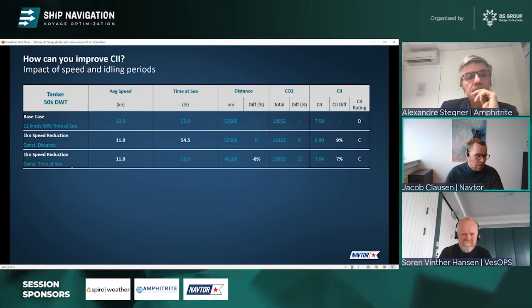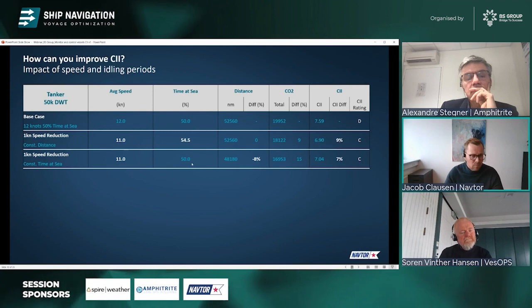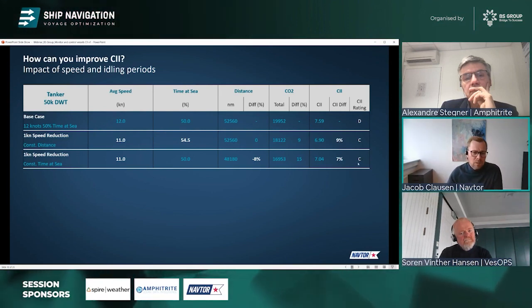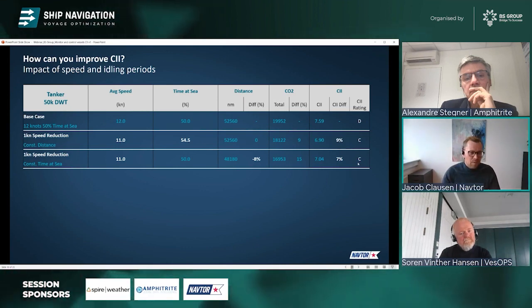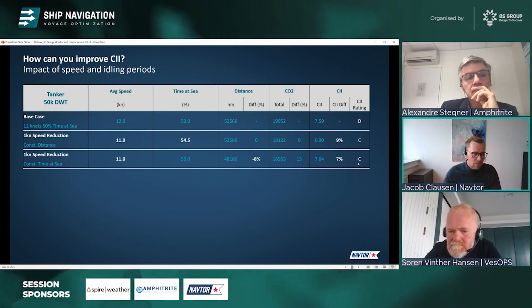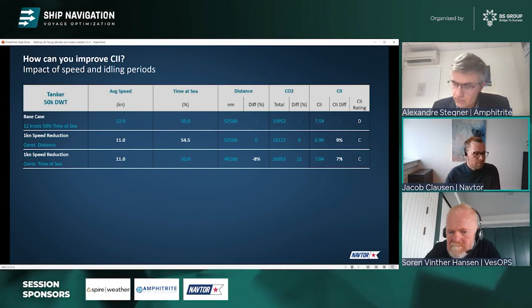Of course, we can also look at a constant time at sea. So say, accepting that we cannot change the operating profile, doing less speed would mean that we do less distance, so we would do less transport work. In this case, we see a 7% reduction on CII, and we would still be within the C rating. And of course, there are borderline cases here as well, and whether it ends up in C or D can be more coincidental, depending on where you're starting out. But looking at the difference here more clearly indicates what changes we see.